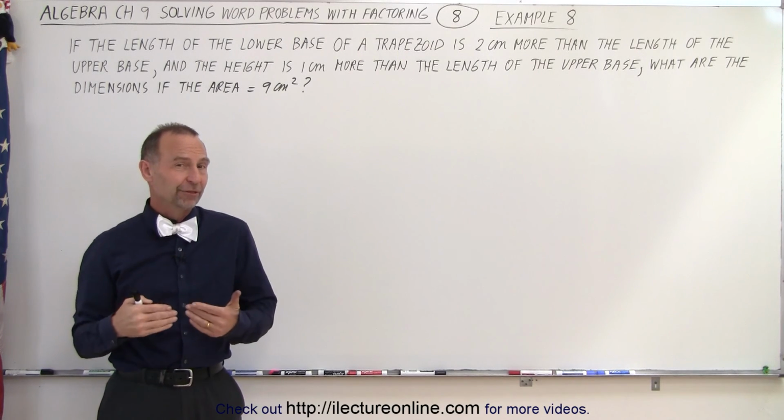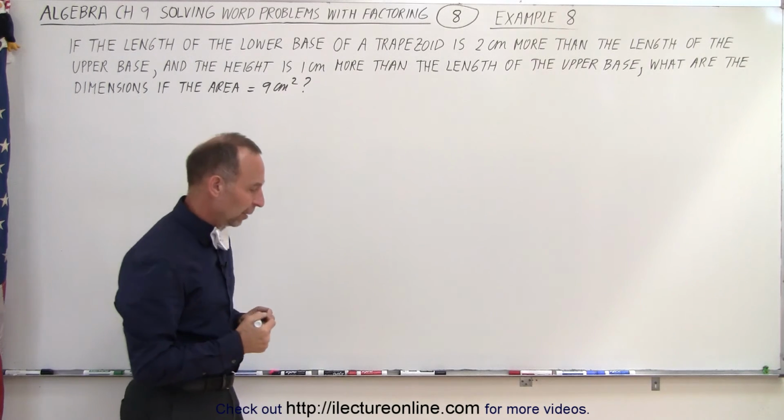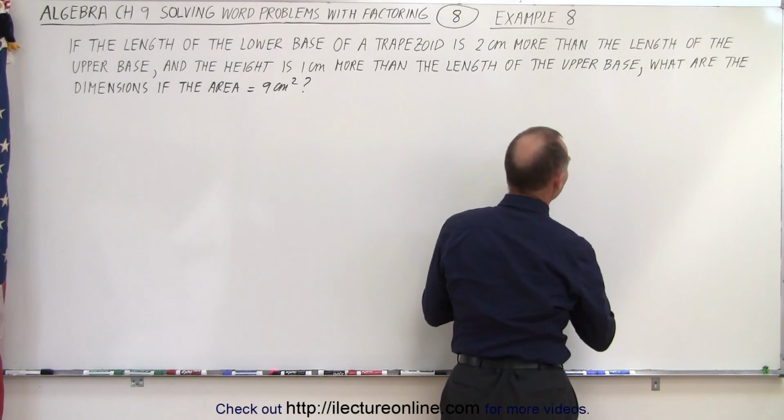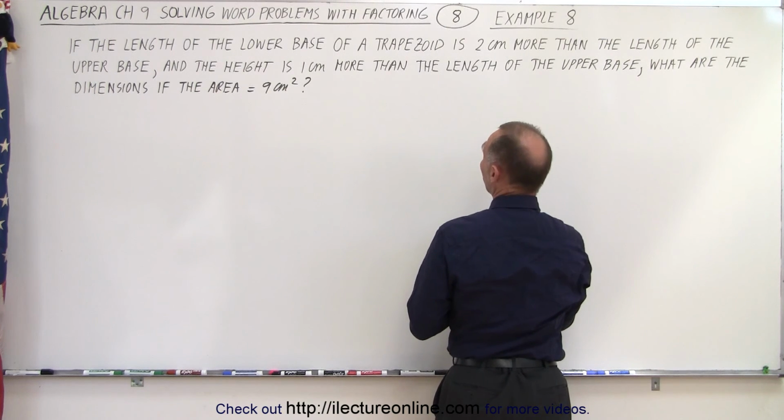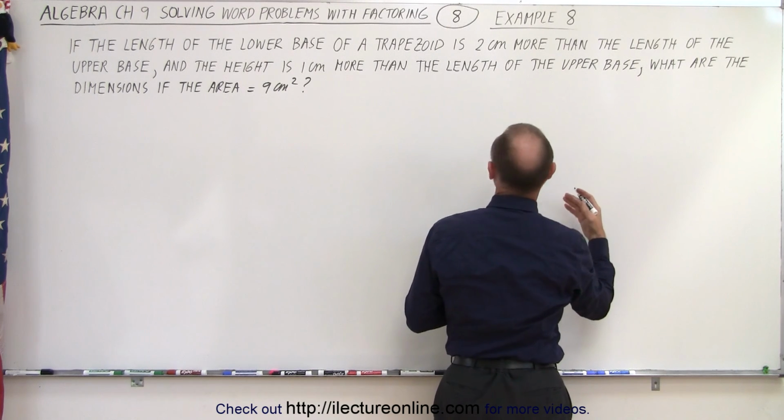Our next geometric figure is the trapezoid. Now, a trapezoid typically has a long base and a short base. According to the problem, the length of the lower base is 2 centimeters more than the length of the upper base.